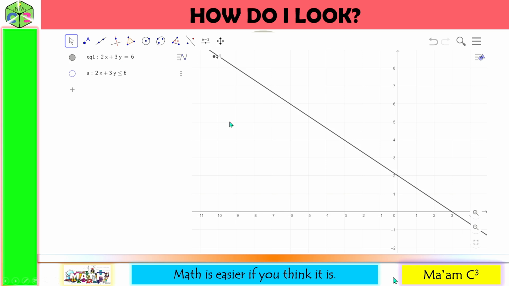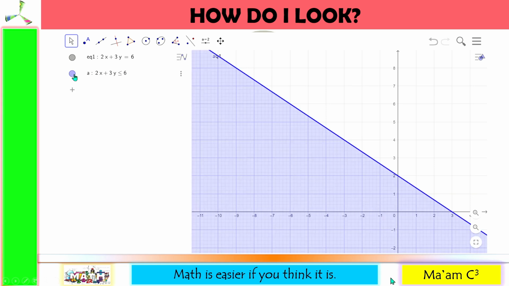So this is the equation of 2x plus 3y is equal to 6. While for 2x plus 3y is less than or equal to 6, are you ready? Let us take this one and here is the graph. So notice that our graph consists of a line and a shaded region. This is the graph of linear inequality in two variables. We will talk more about this in our succeeding lessons.